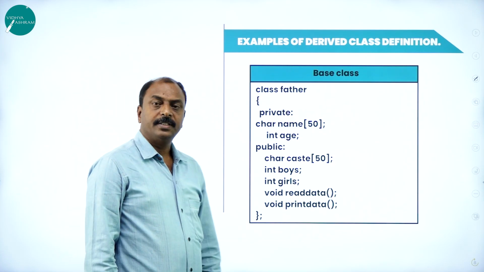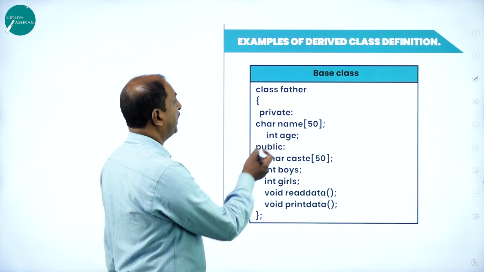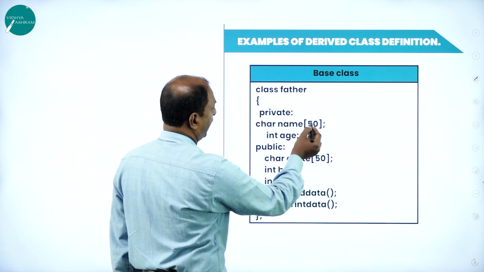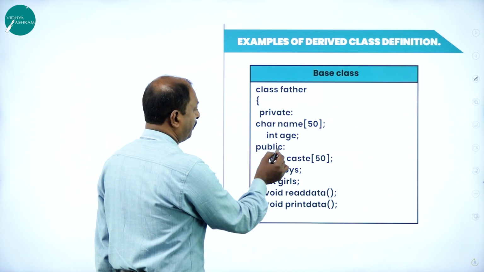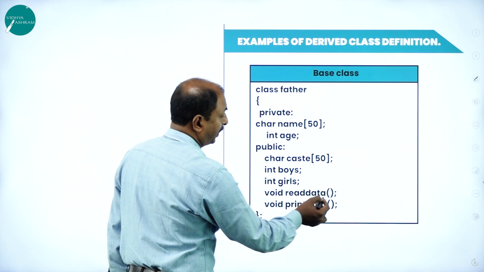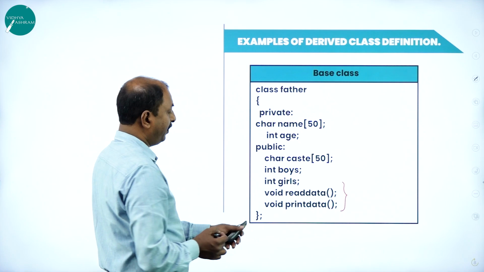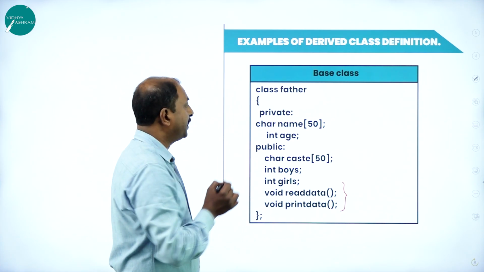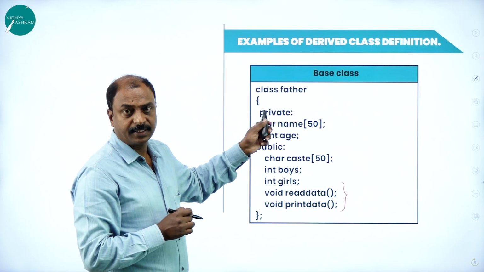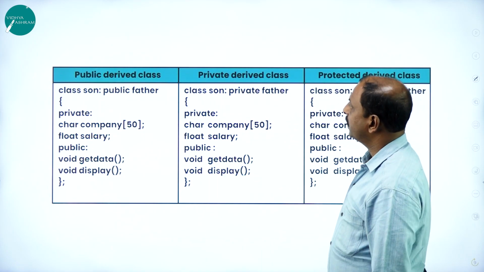Now let us see the example for base class and derived classes. Base class: class father, open the bracket, private data members name and age. Under public we have character caste, boys, girls, and the member functions read data and print data, and we are closing the class with a semicolon here. So this is an example of a class. It is a base class. Now in the next slide we will see the definition of derived classes.